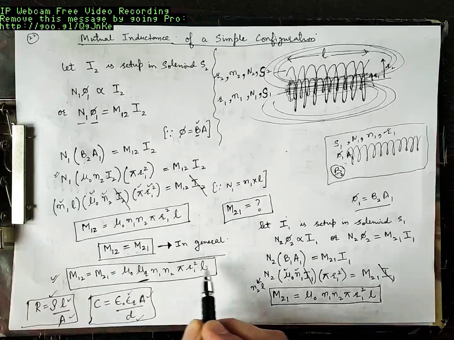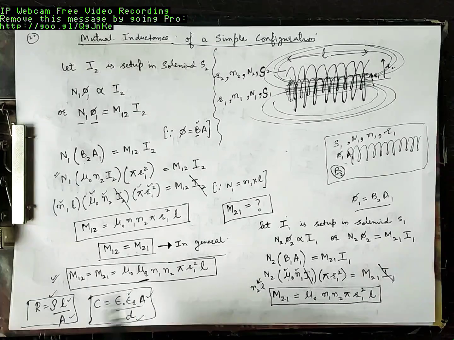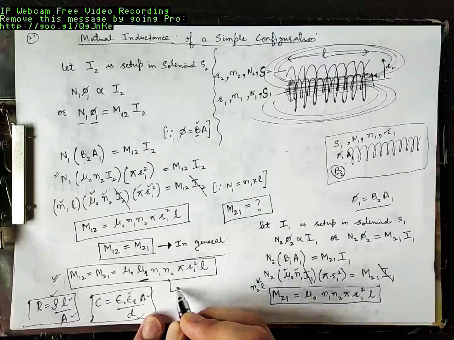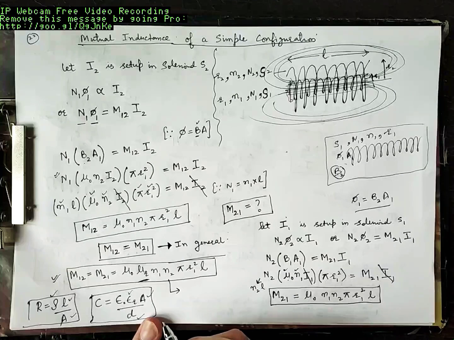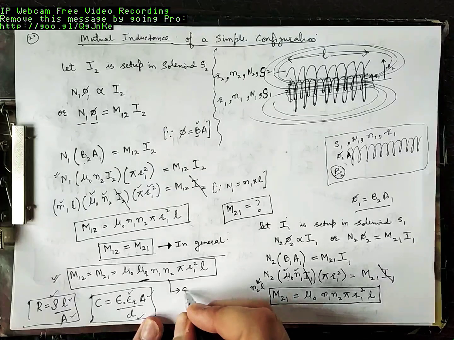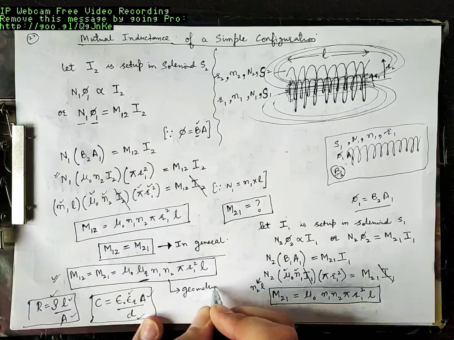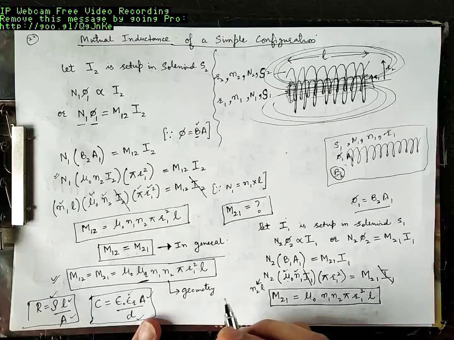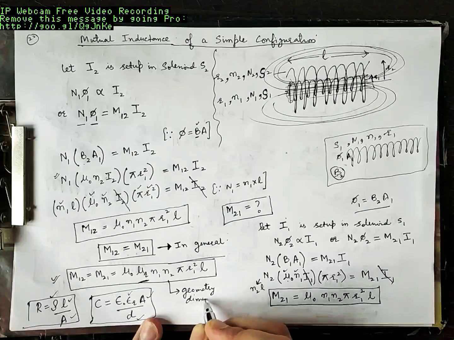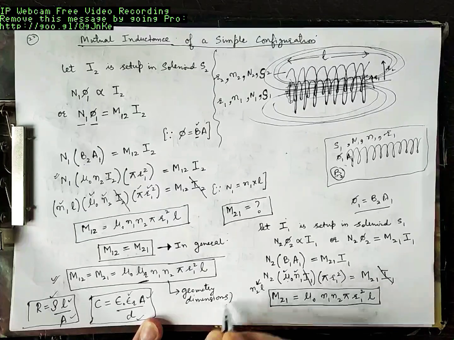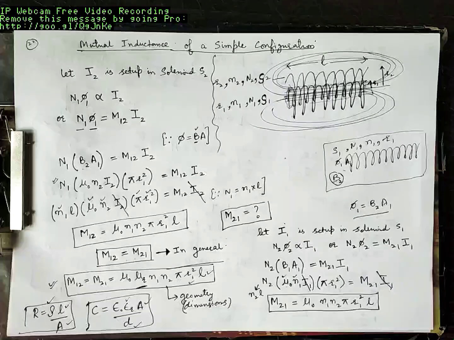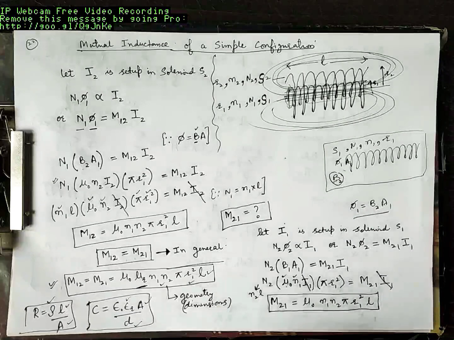Do you have anywhere a value of current in the expression? No. Voltage in the expression? No. So mutual inductance, like resistance and capacitance, also depends upon geometry, or you can say dimensions. Geometric dimensions. It depends upon length, it depends upon radius, it depends upon number of turns. All other things are constant.